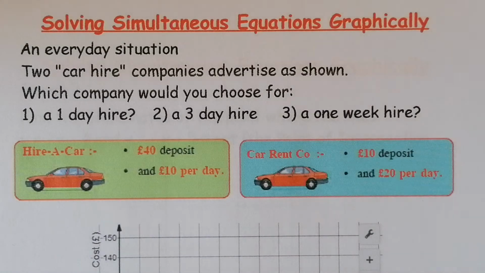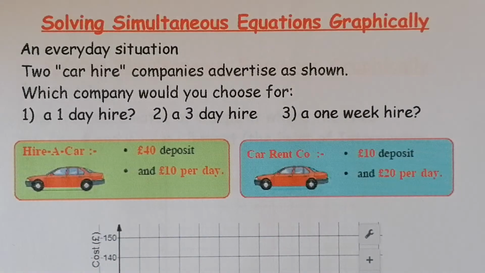Today we're learning to solve simultaneous equations graphically, and what I've got here is an everyday situation where you're going to try and hire a car. You may hire it for 1 day and we want to know the cost. We want to know the cost for 3 days. We want to know the cost for a 1 week hire. And what we're trying to do is choose between these two companies, which company we're going to go for.